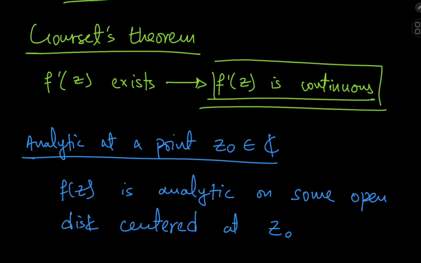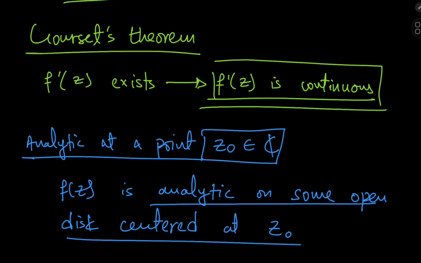There's also a notion of being analytic at some point, as in at some complex number z naught. So we say that f of z is analytic at z equal to z naught when it's analytic on some open disk centered at z naught.